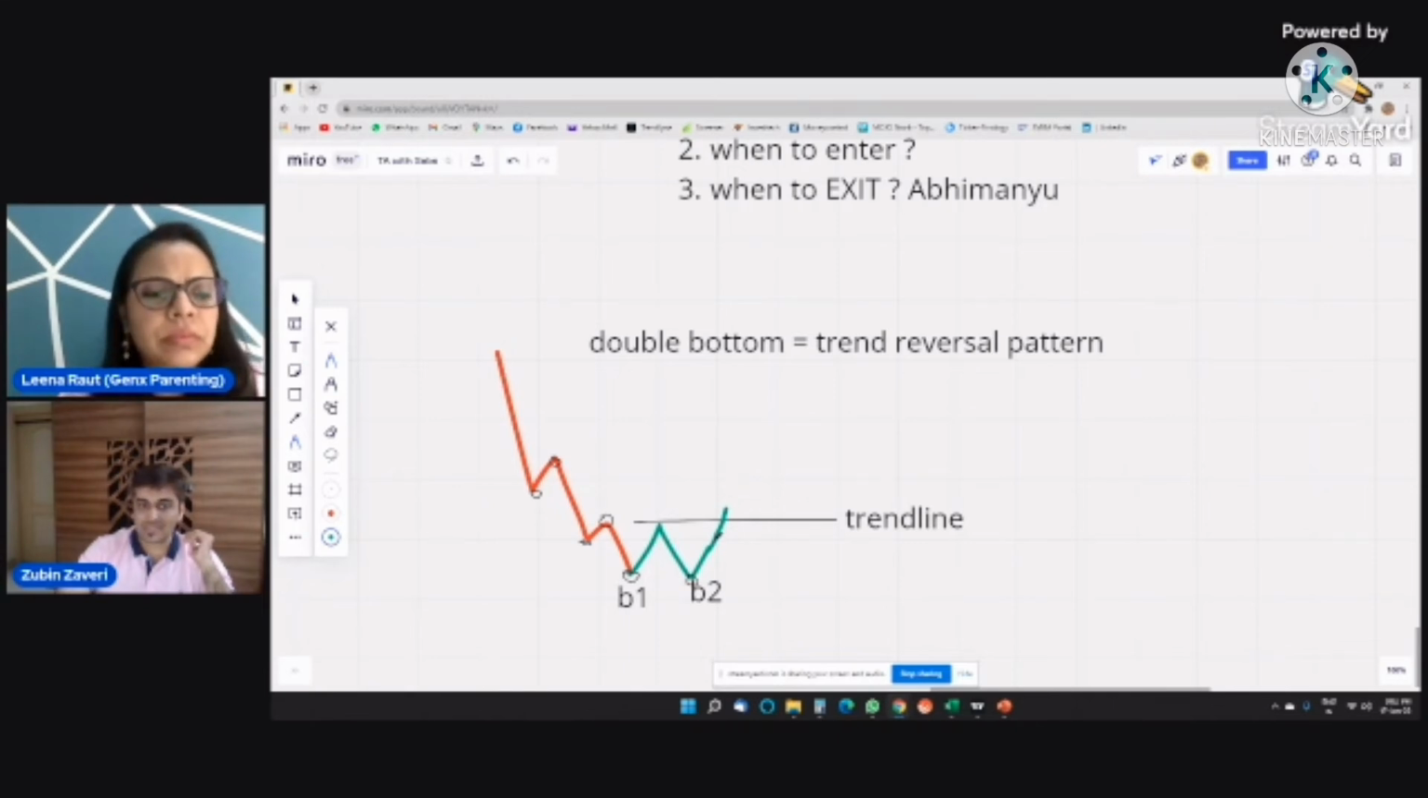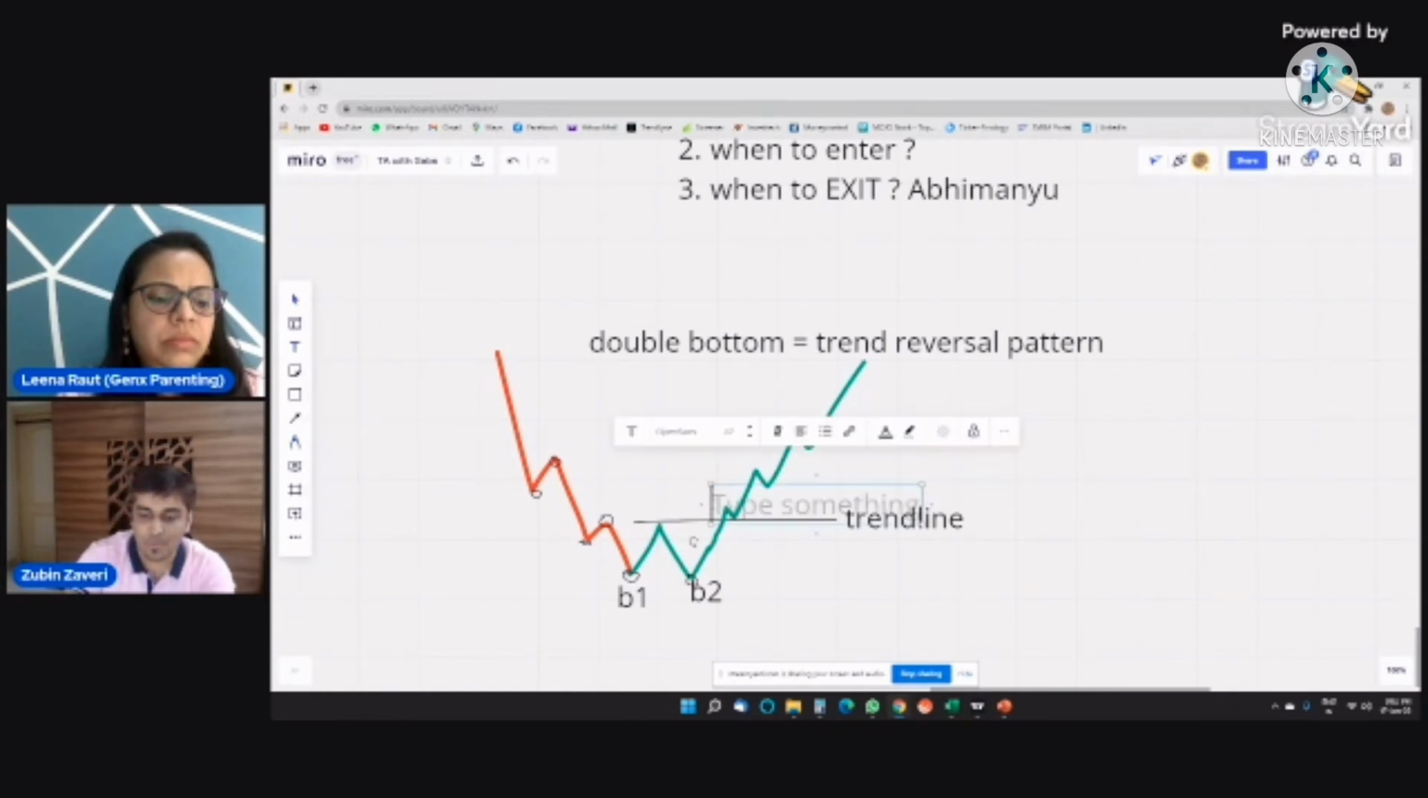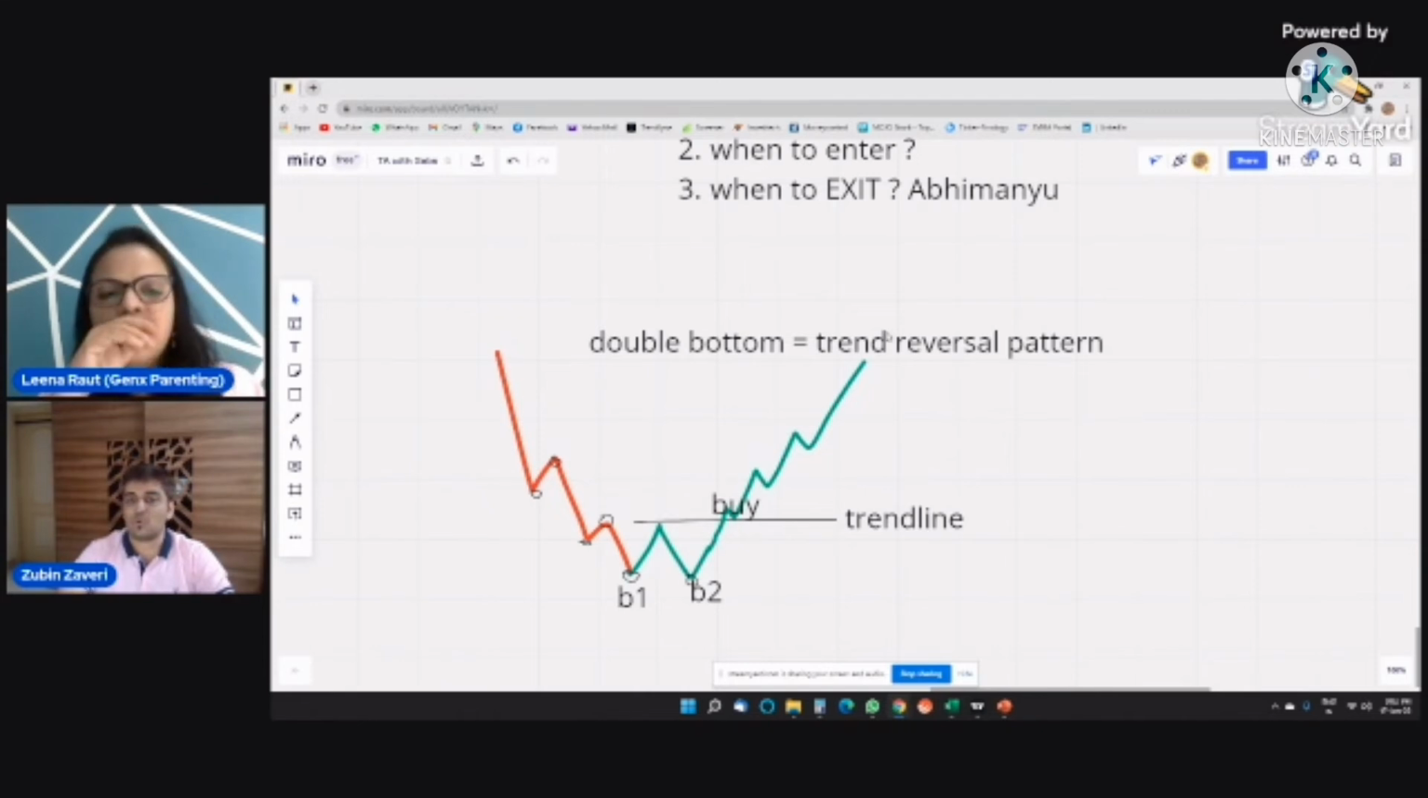Now once the price starts coming up over here and crosses this trend line, what does that mean? That means that this double bottom formation is complete. It is a trend reversal pattern. So from here, prices are expected to start a new uptrend. When the price breaks above this trend line, the idea is to buy the share over here, expecting that the prices will go up from there on.